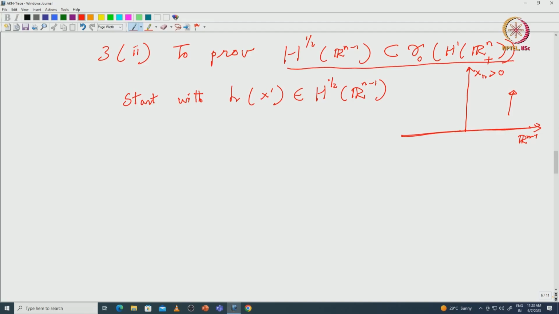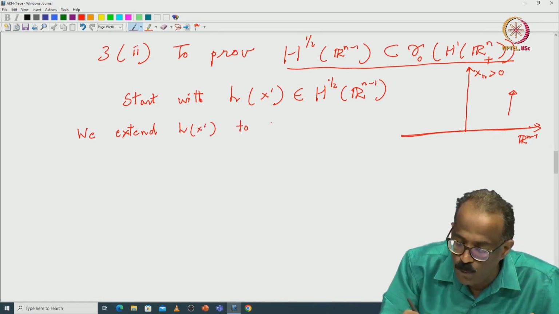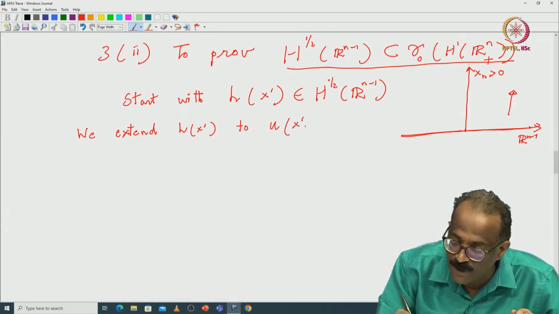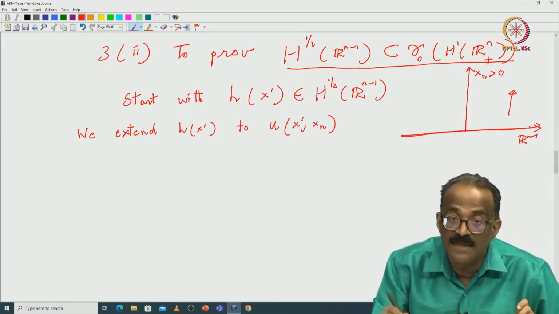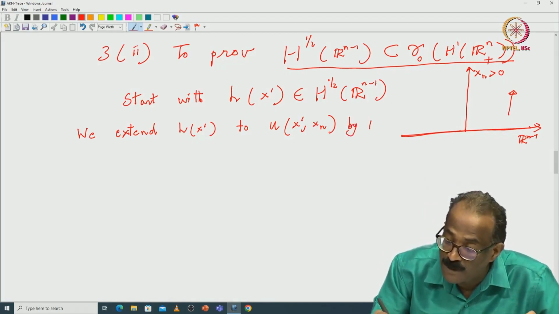So you start with an element h in H^{1/2} of R^{n-1}, and then we are going to extend it. We will quickly do that. Once you go through that proof, you will see that it is very natural. So we extend h(x') to u(x', x_n), and we want to define it in such a way that when you put x_n equal to 0, we recover h. This we will do by Fourier transform on R^{n-1}.